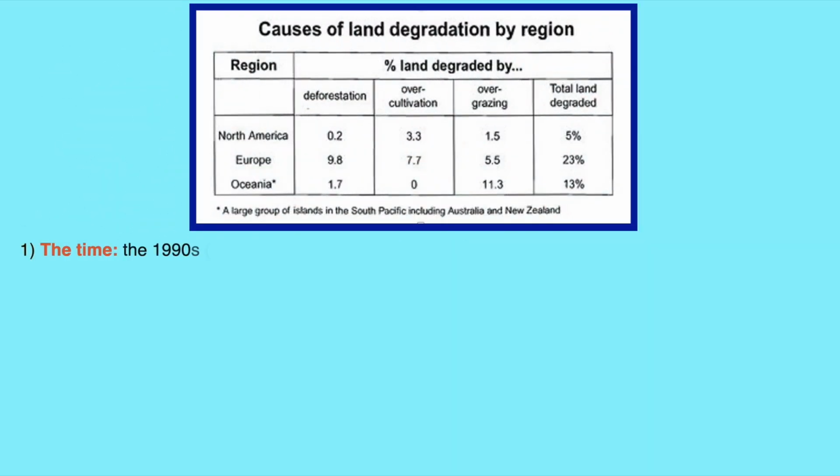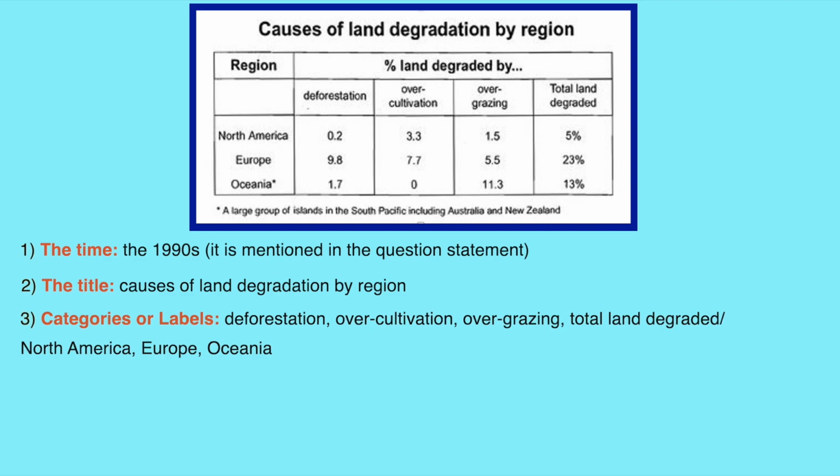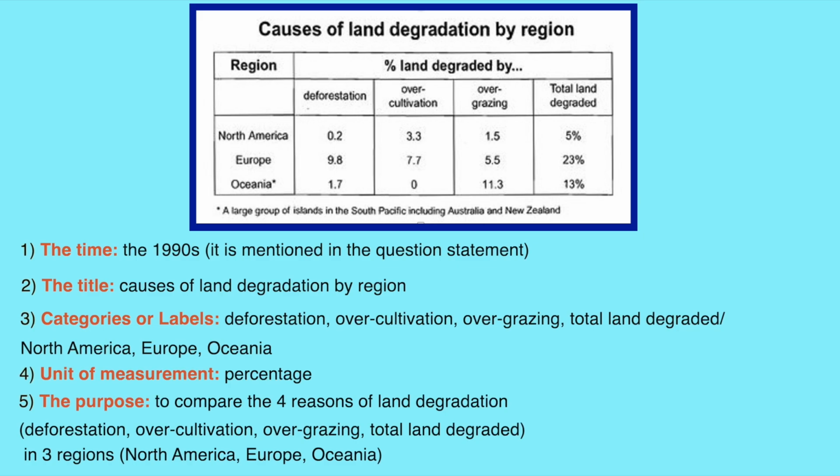Now let's see what parts this table is comprised of. The first one is the time, which is the 1990s. This one is mentioned in the question statement. The second one is the title, which is the causes of land degradation by region. The next one is the categories or labels. Here we have deforestation, overcultivation, overgrazing, total land degraded, North America, Europe, and Oceania. The fourth one is the unit of measurement, and here we have percentage. And the purpose here is to compare the 4 reasons of land degradation: deforestation, overcultivation, overgrazing, total land degraded, in 3 regions, which are North America, Europe, and Oceania.